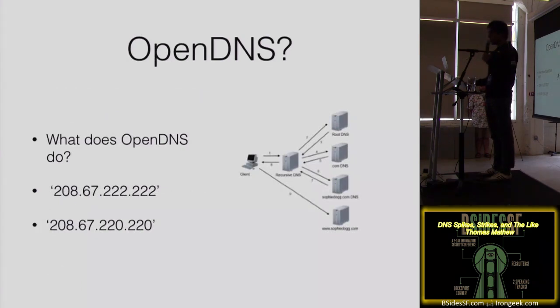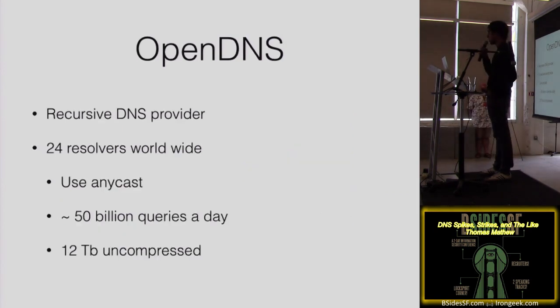So where does OpenDNS fit in this picture? Well, we are a recursive server. We currently have two IPs that you can point your browser's DNS settings to, and we will then send you a set of answers back for any domain question that you have. We have 24 resolvers worldwide. We use Anycast, which is actually important, as we'll get to later on. And we see about 50 billion queries a day, which comes out to about 12 terabytes uncompressed. So it's a pretty large data size.